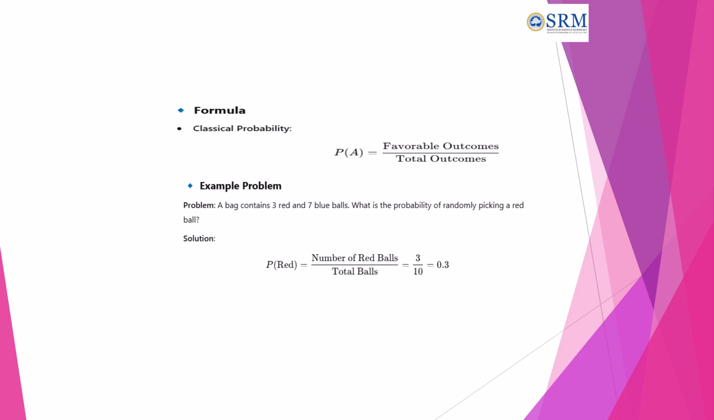Classical probability is commonly used in situations like games, cards, dice, and simple random experiments where all the possibilities are known.